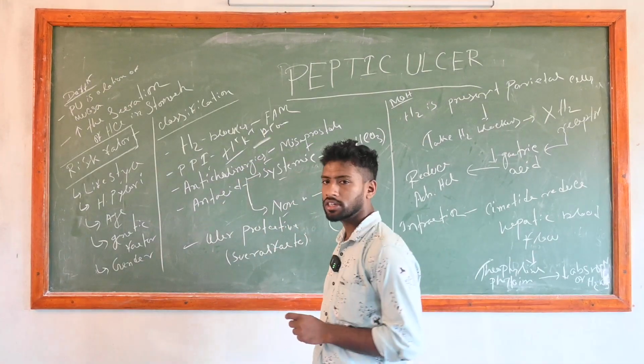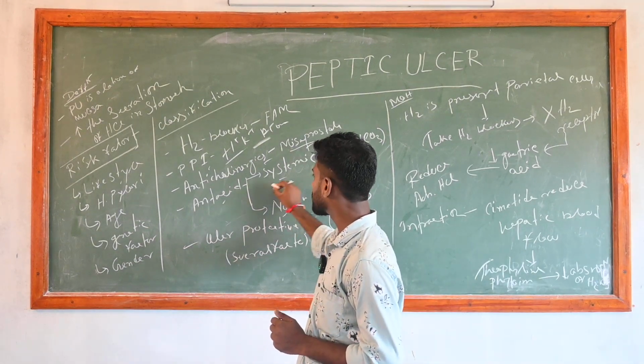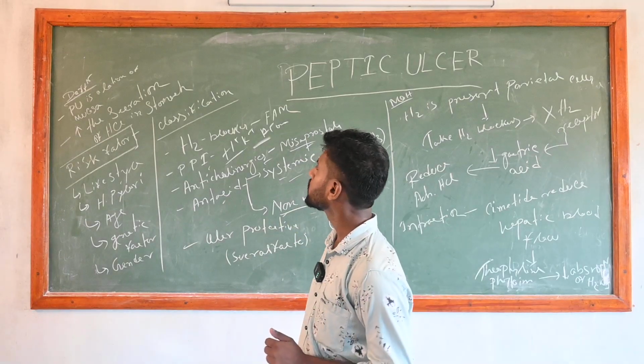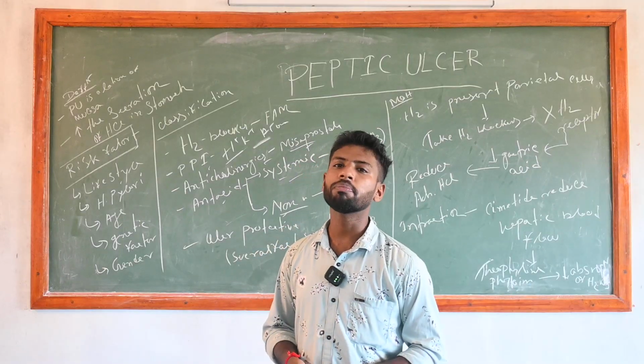Now the anticholinergic drug means Misoprostol, and the antacid can be systemic or non-systemic. So this is the overall classification of peptic ulcer drugs.